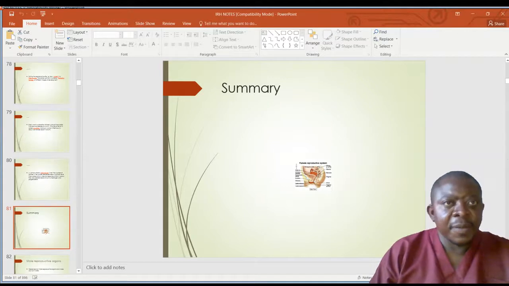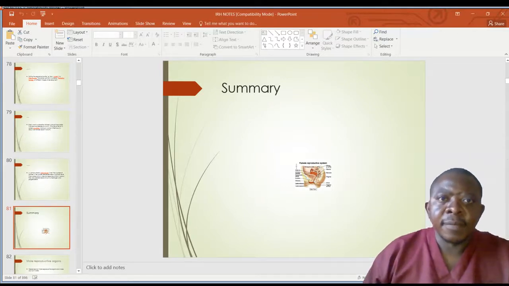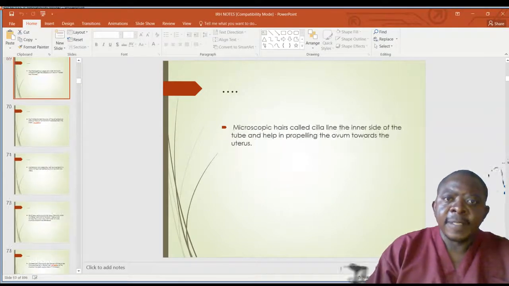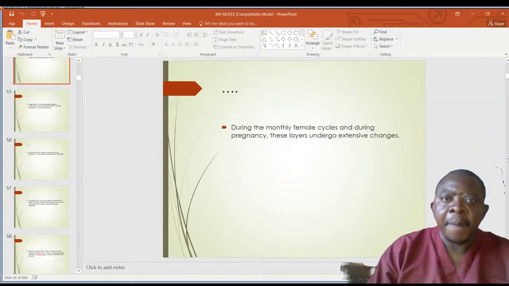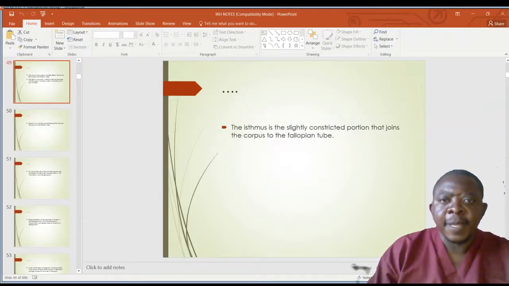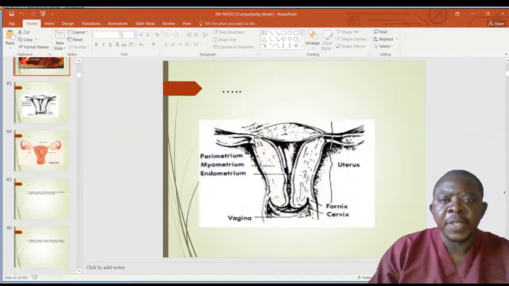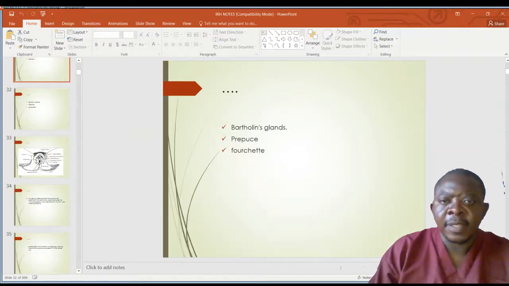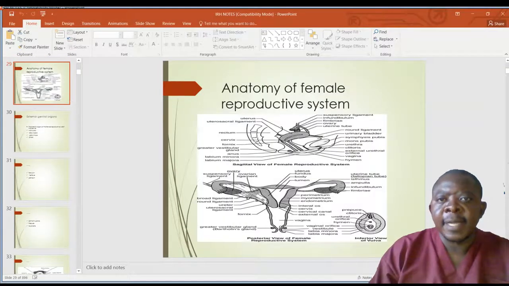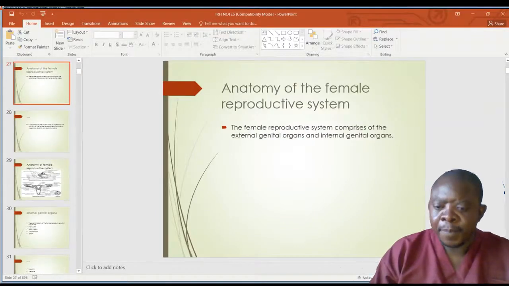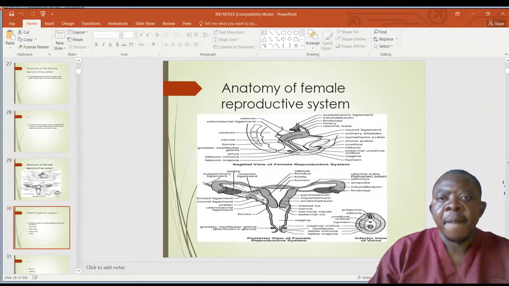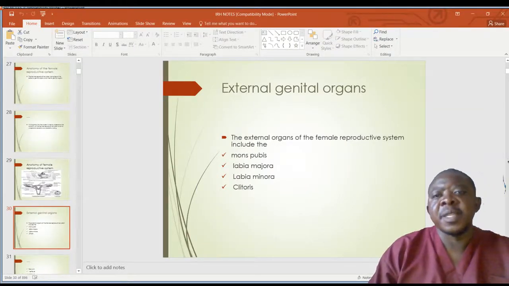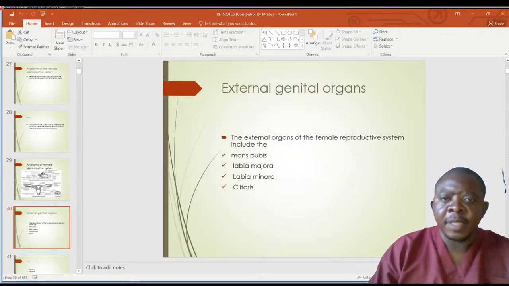So, in summary, we have been looking at the female reproductive system, and we have expanded some of the functions of the female reproductive system. We've looked at the structure of the female reproductive system. Okay, we have looked at the external parts of the female reproductive system, and we mentioned the parts that are found within the external part of the female reproductive system.